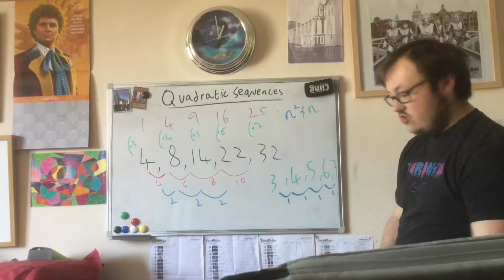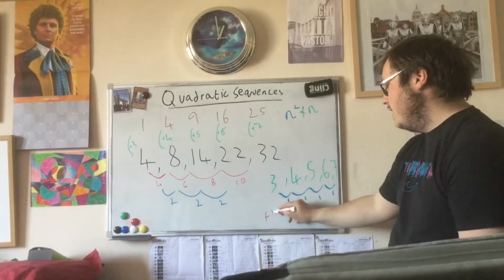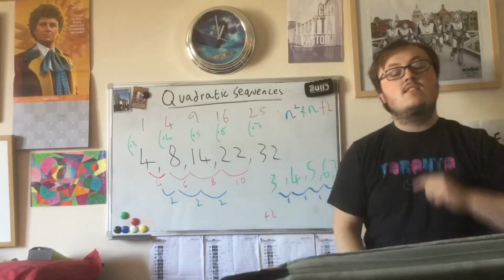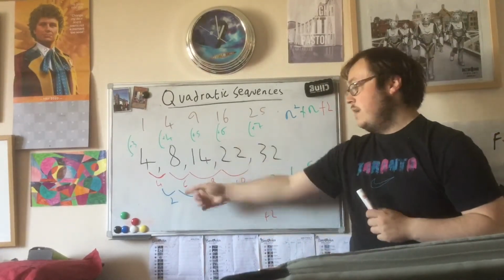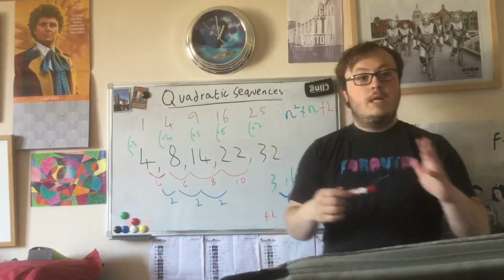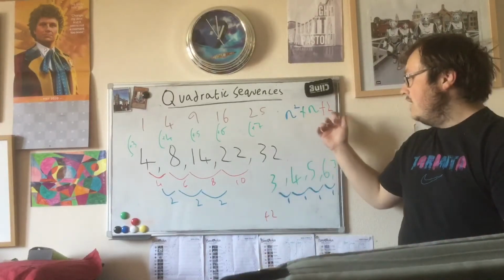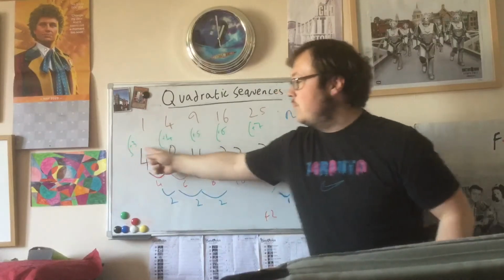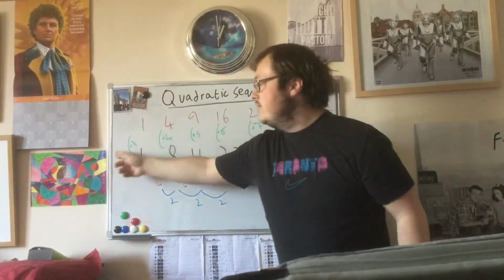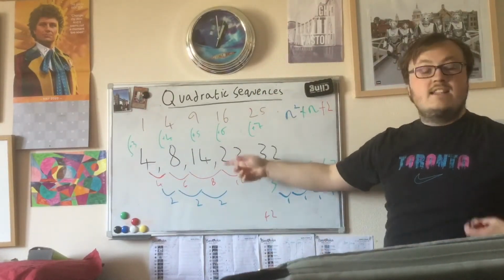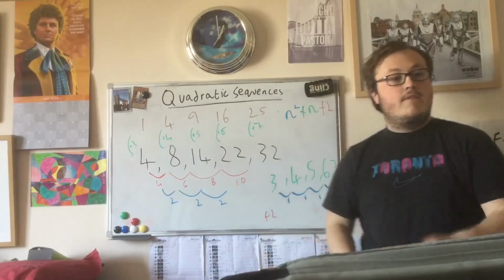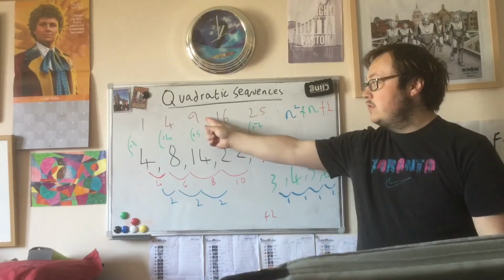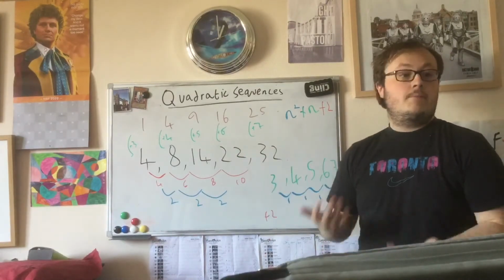You add 2 every time. So the actual answer, the nth term, is n squared, because it's quadratic, plus n plus 2, because the n plus 2 is the linear sequence that we've generated by the difference of our n squared and our actual quadratic sequence that we're finding. So the overall nth term is just n squared plus the linear sequence of n plus 2.